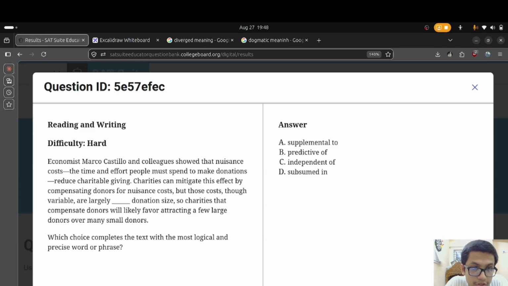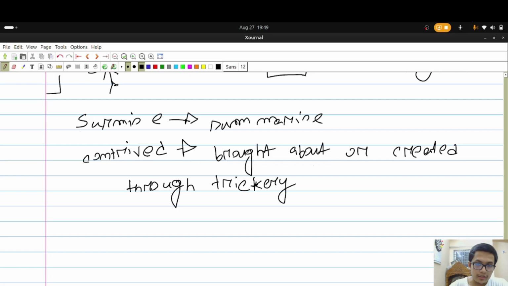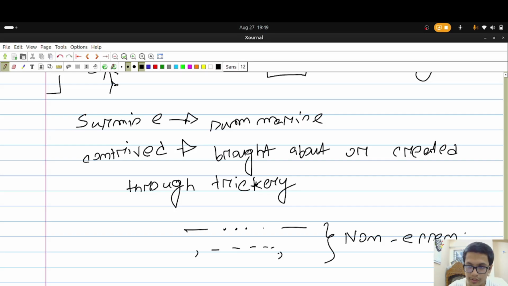So let's read the passage again. Showed that nuisance cost, the time and effort people must spend to make donations, reduce charitable giving. So see, this is a non-essential clause here. Whenever you see sentences like this, these are non-essential clauses. I hope you understood this.